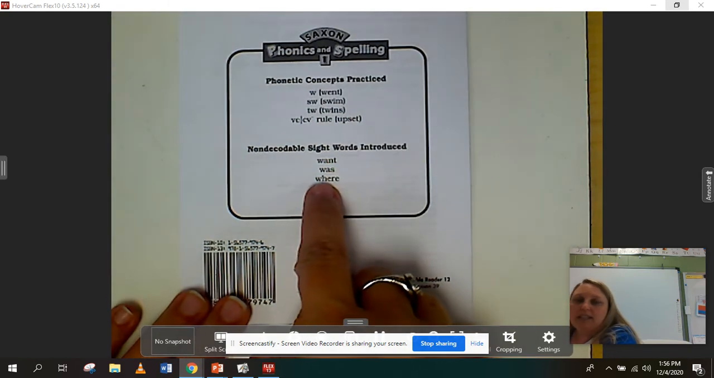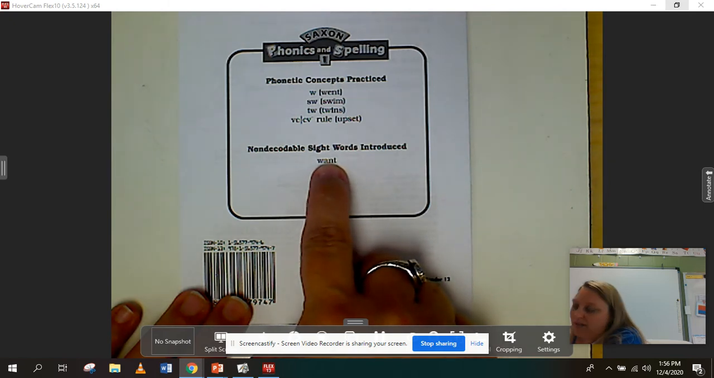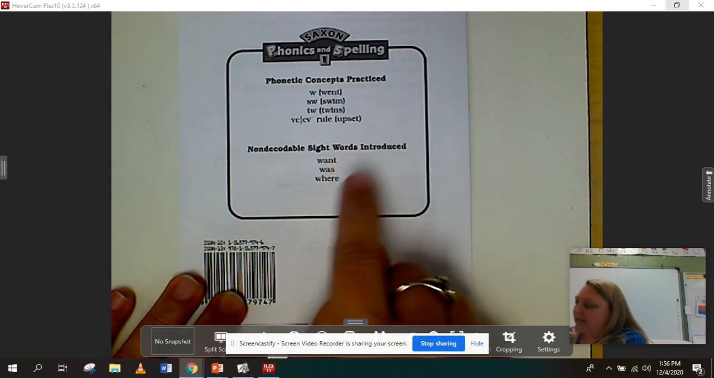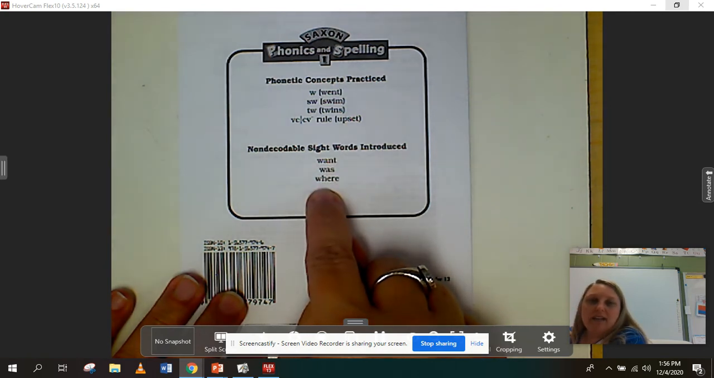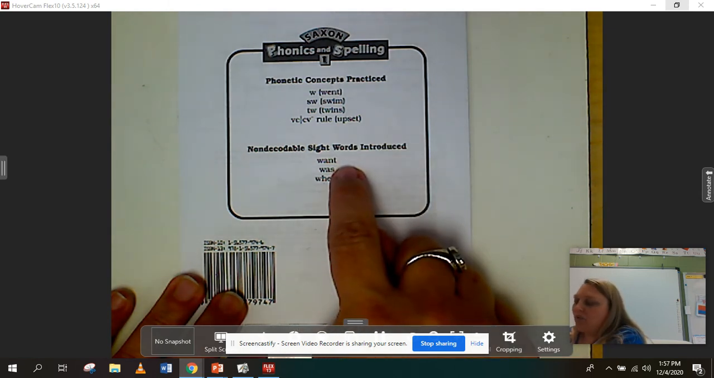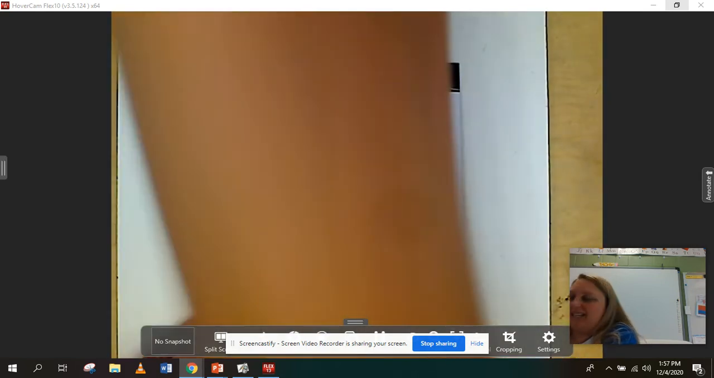All right, and here are the sight words you just have to memorize. Want. Want sounds like an O, but it's an A. And you're going to see this word in lots and lots and lots of stories. So just go ahead and memorize it. Want. And then was, and then where. And where we worked on last week during our sight word practice. Want, was, where. All right, friends, let's do a quick picture walk and see what's going to happen in the story.